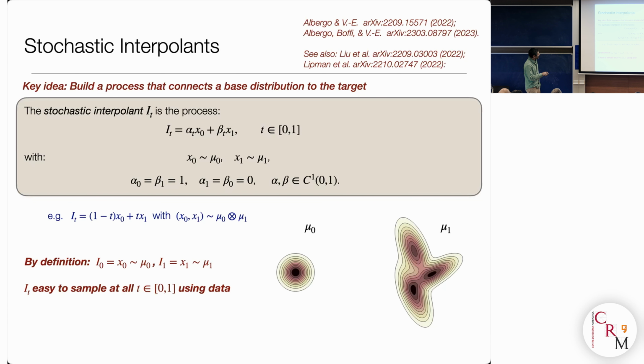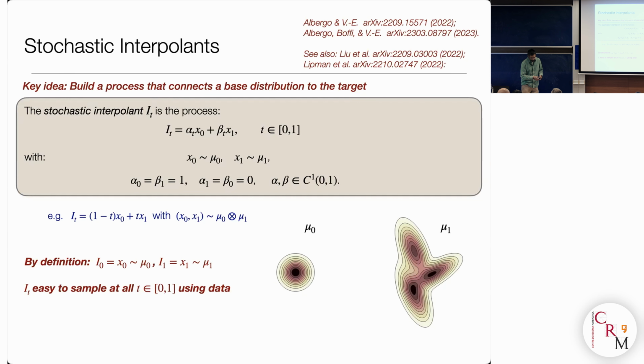Okay? A simple instantiation of this is just this interpolant, and the x0 and x1 could be coupled. There is no reason why they should be independent, but you could also take them independent, so drawn from the product measure between the base and the target. So by definition, as I just said, this guarantees that it interpolates from x0 to x1.